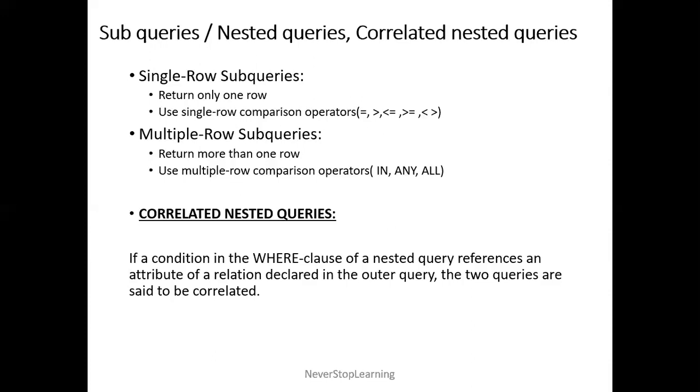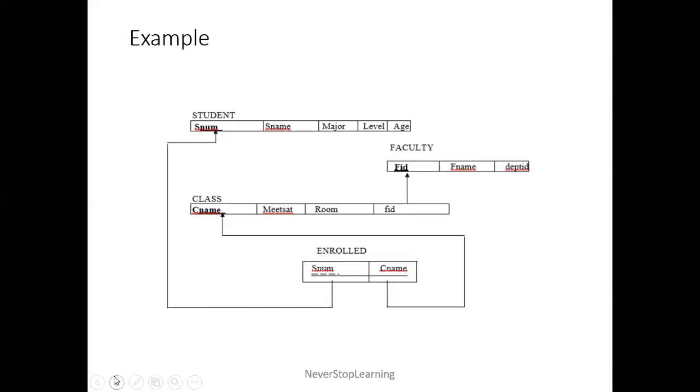For example, if the output of the inner query is used as an input of the outer query, then they are correlated queries. So let's see all these things with the help of examples. It will be more clear.